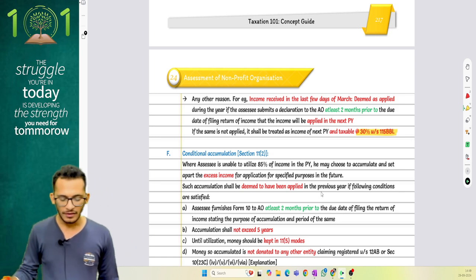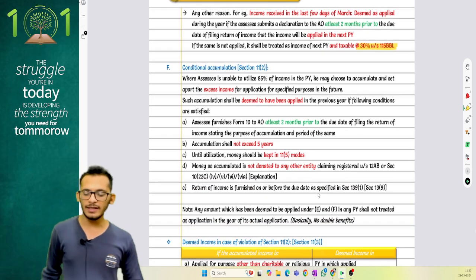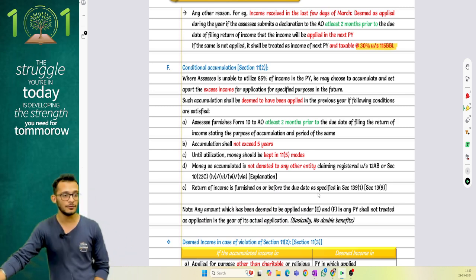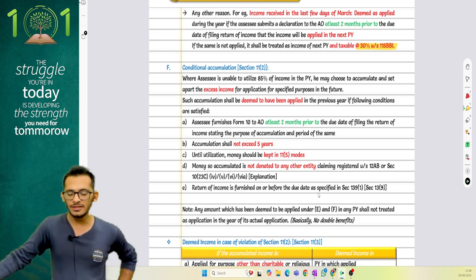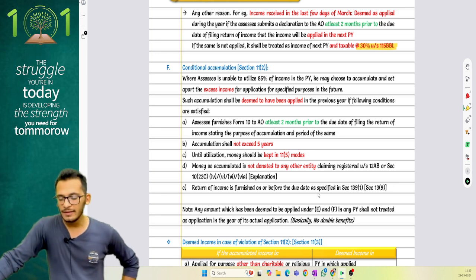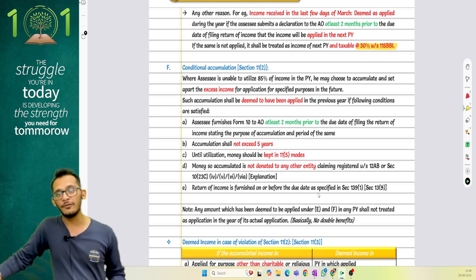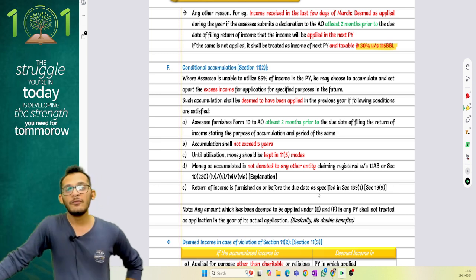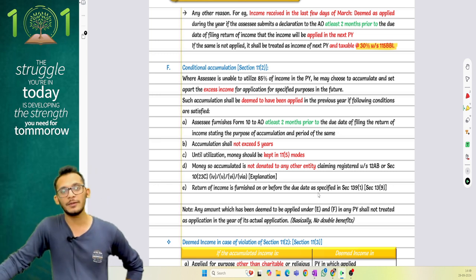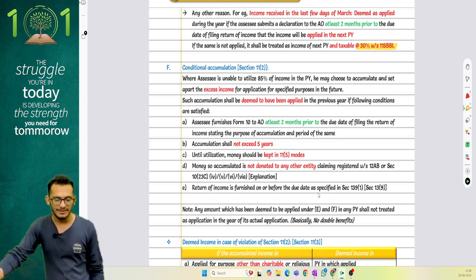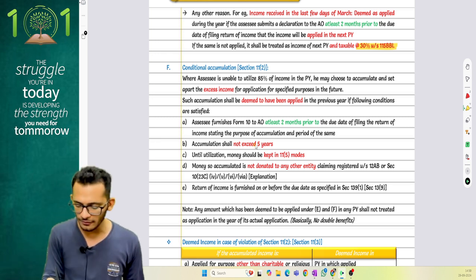Read, it says, when the assessee is unable to utilize 85% of the income, he may choose to accumulate and set apart this excess income for specified purposes for the future. Both accumulations will be treated as amount applied in the previous year if the following conditions are satisfied. First condition, the person has to get a Form 10 from the assessing officer at least 2 months prior to the due date of return filing, confirming the reason for which he wants to use the money. Second, the accumulation should not exceed a period of 5 years.